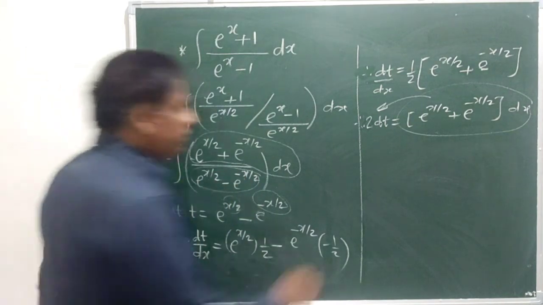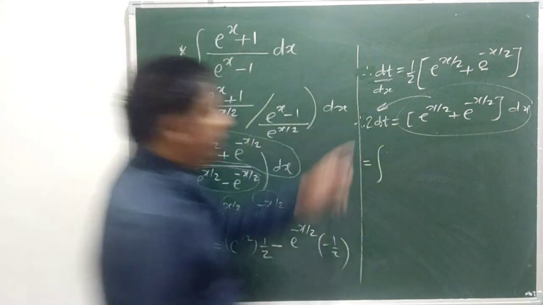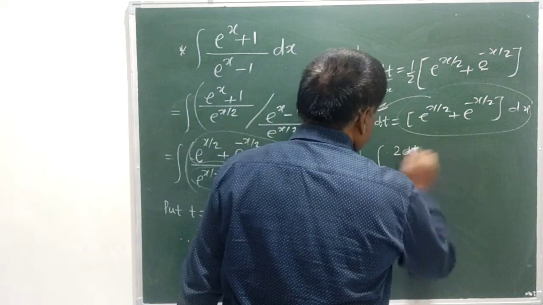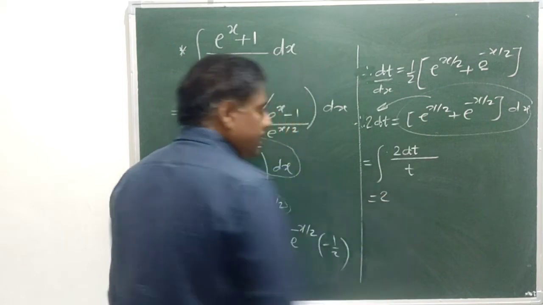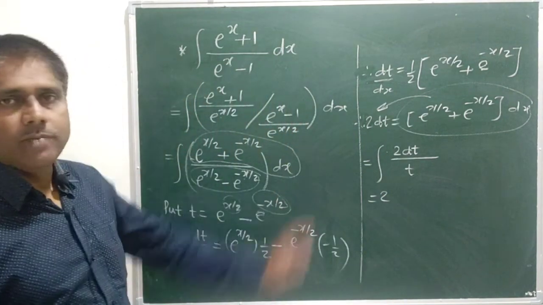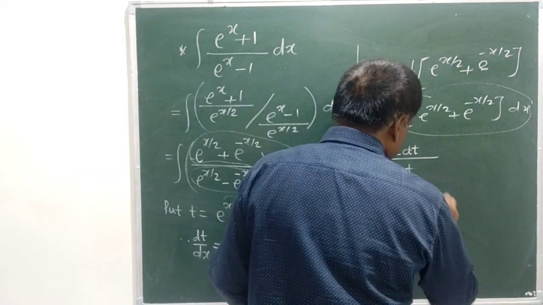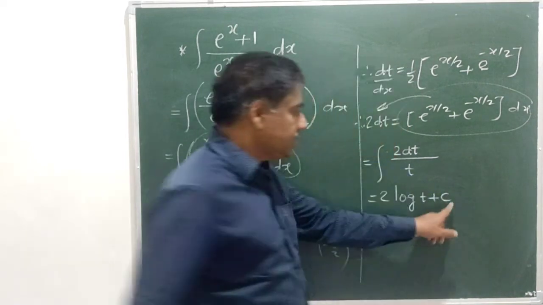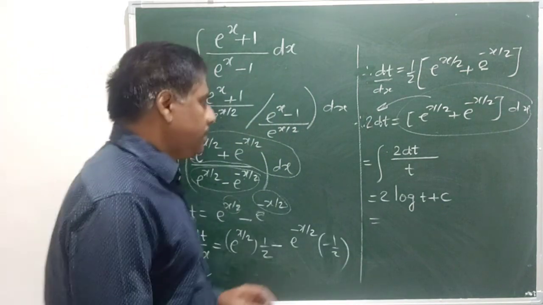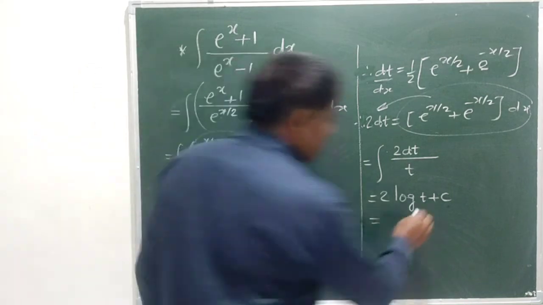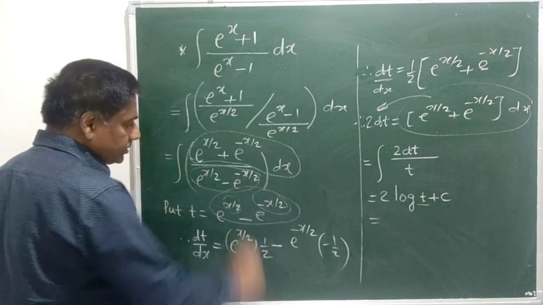t. Therefore, our problem is integral of 2dt upon t. This 2 is a constant, we can take it outside the integral, and integral of 1/t is log t. Log of t plus c. We have to add this constant of integration because this is an indefinite integral. And while writing the final answer, replace this t by this, because this is our substitution.